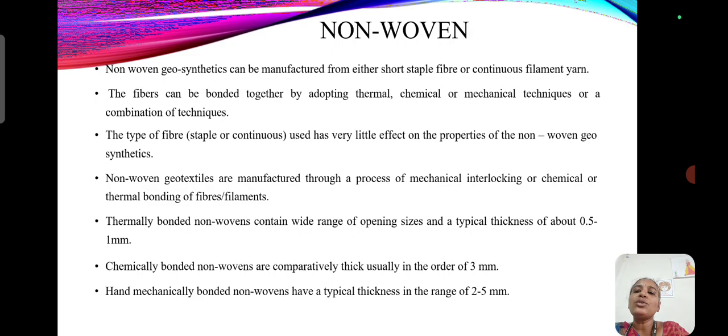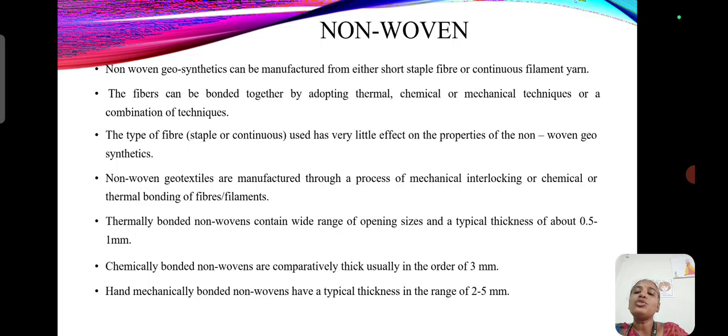In non-woven, the fibers can be bonded together by adopting thermal, chemical or mechanical techniques, or a combination of all these techniques, to produce non-woven fabrics. The type of fiber used is geosynthetic, and the properties of the non-woven should be similar to geosynthetics. It could be staple or continuous; we can use both yarns here. It could be manufactured through mechanical interlocking or chemical or thermal bonding methods. Using these methods we can manufacture non-woven geosynthetic fibers.